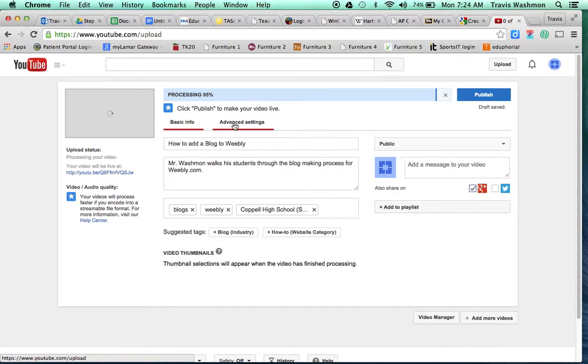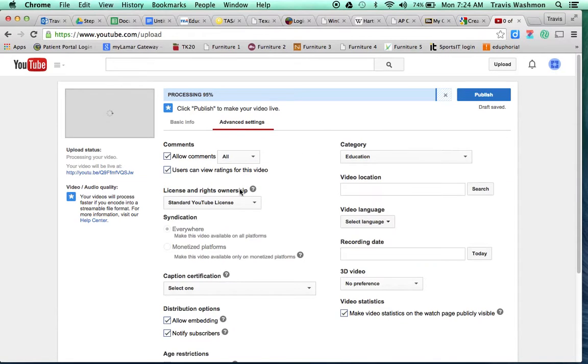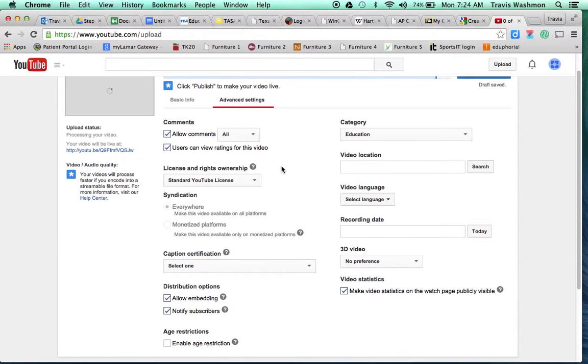But I would like you now to go to the advanced settings, and there are several other buttons here, but there are a couple that I want you to pay attention to more than all the others. So first of all, license and rights ownership. This is really important for us because I want you guys to get used to using the Creative Commons licenses. So I want you to click the drop down box there, and I want you to click on Creative Commons Attribution. Alright?